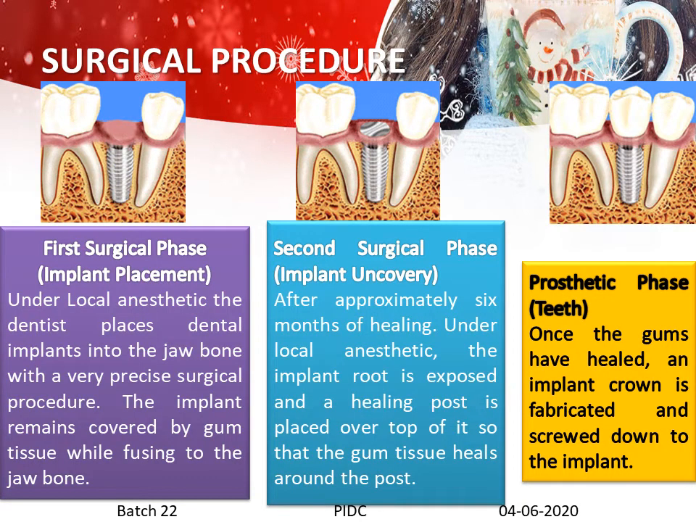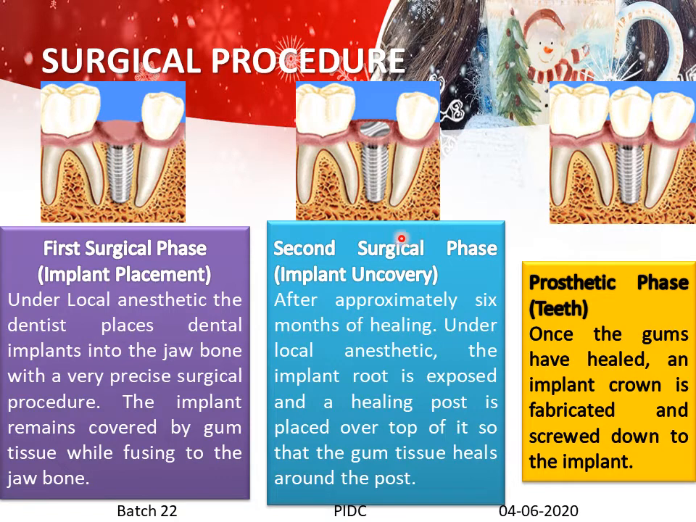So now coming on to the surgical procedure. Just as I told you, this is going to be a very long procedure. So this has been divided into 3 different phases. Your first phase is your first surgical phase or your implant placement. Under local anesthesia, the dentist places the dental implants into the jaw bones with a very precise surgical procedure. The implant remains covered by the gum tissue while fusing to the jaw bone.